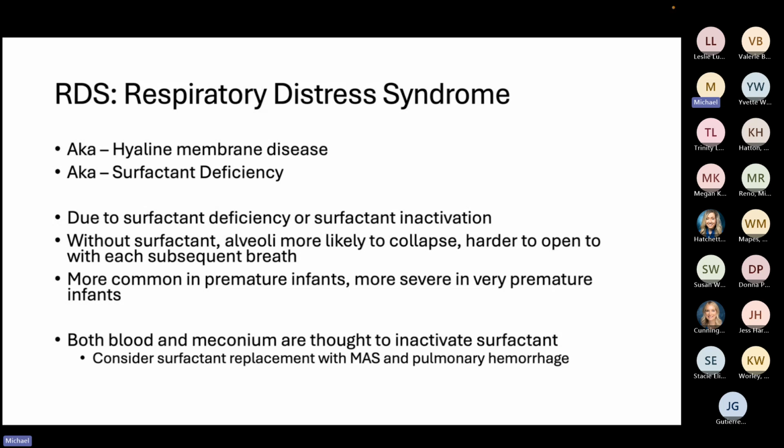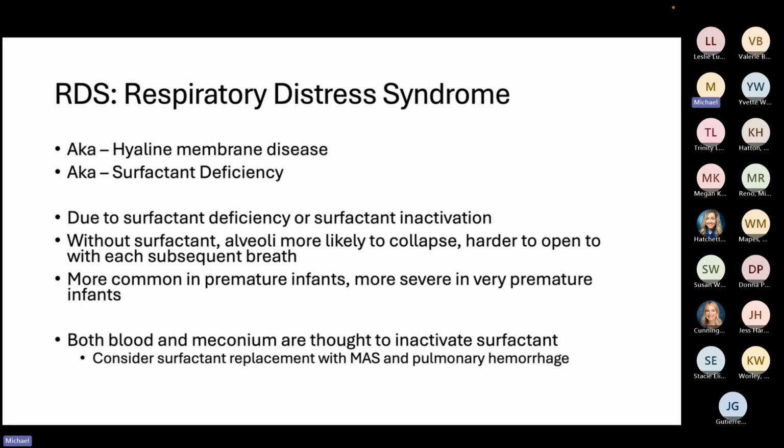But without the surfactant, there's going to be more surface tension, and the alveoli are going to be more likely to collapse. You're going to have less FRC, so less lung involved in gas exchange, and it is harder to open with each subsequent breath. RDS is more common in premature infants, and we'll talk about why. And it's even more severe in very premature infants, so babies below 34 weeks, in particular those babies born less than 32 weeks.